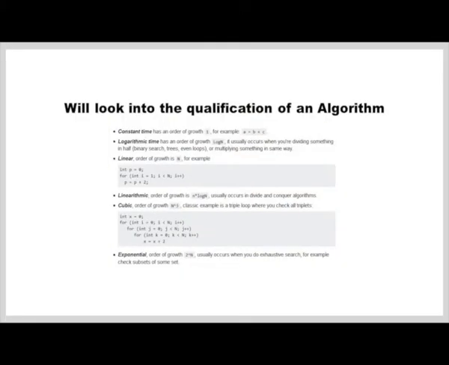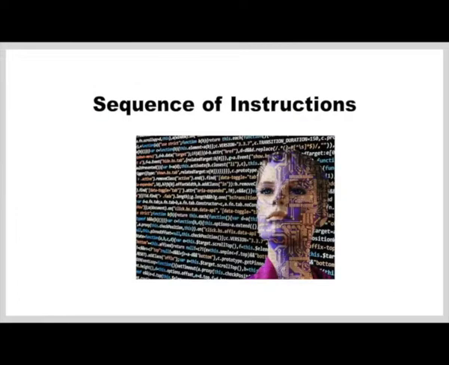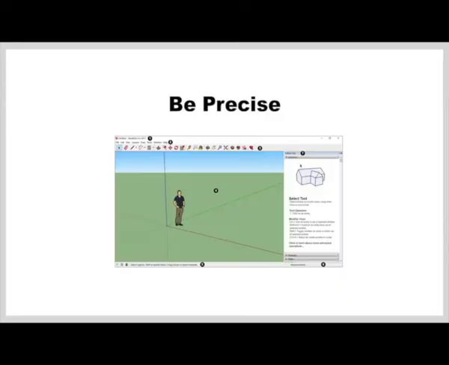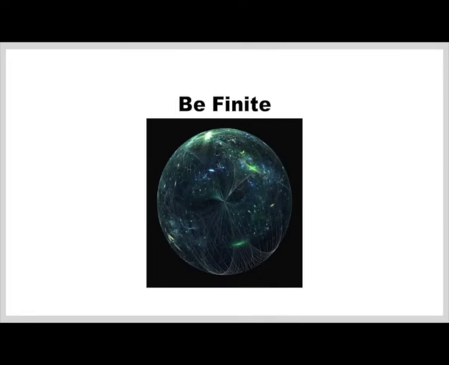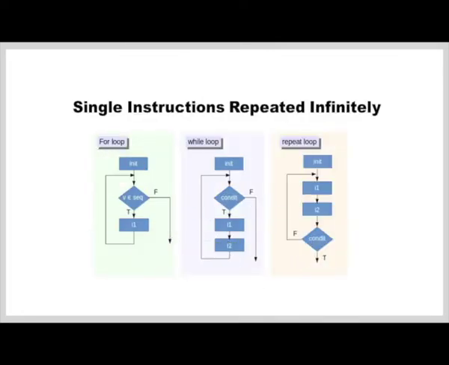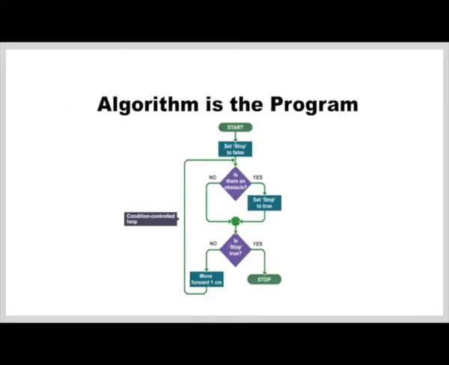Next, we will look into the qualification of an algorithm. In order to qualify as an algorithm, a sequence of instructions must possess certain characteristics. The algorithm should be precise, be unambiguous, be finite, not have even a single instruction repeated infinitely, and produce the desired output when the algorithm gets terminated. The implementation side of an algorithm is the program.